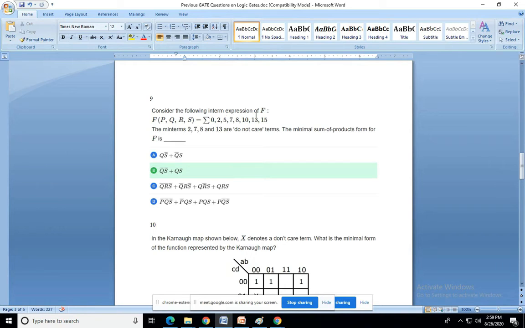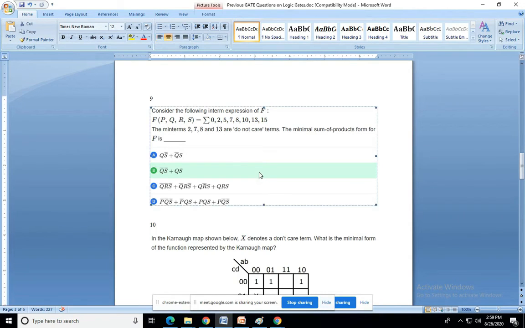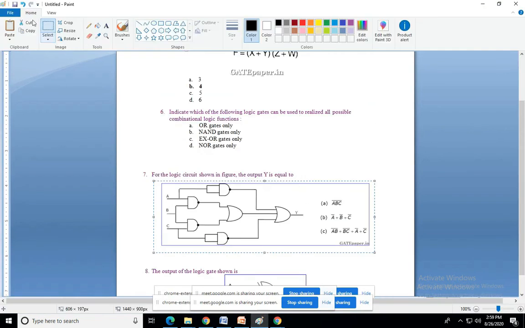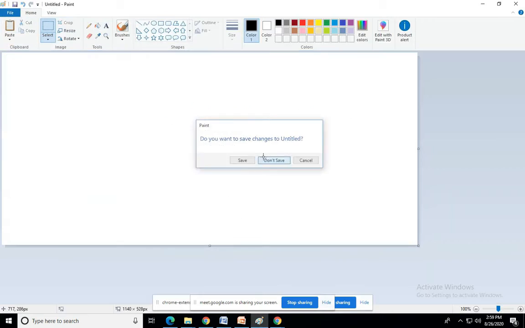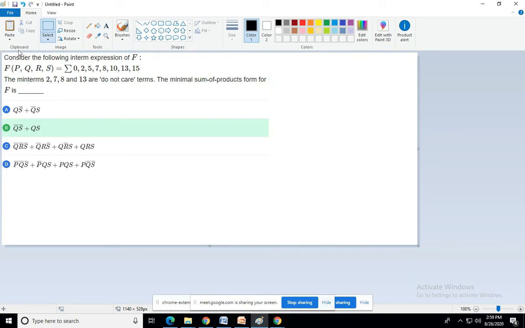Consider the following in term expression of f. We have to find the expression, that is the Boolean function, in terms of minimal sum of product. We have to simplify this using K-map. As it is a four variable function P, Q, R, S, we can use a four variable K-map here.